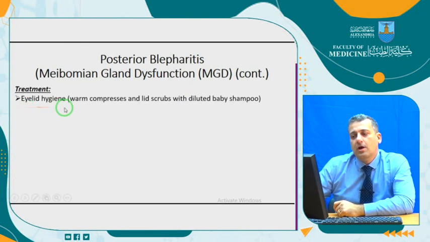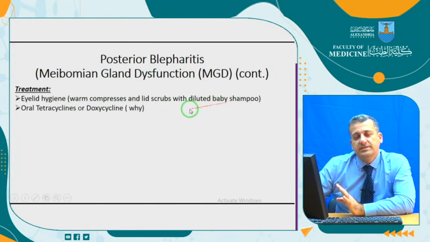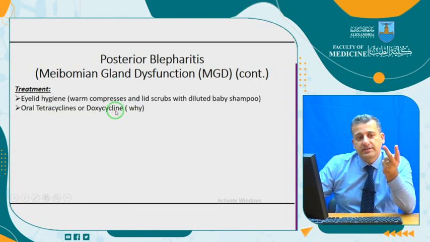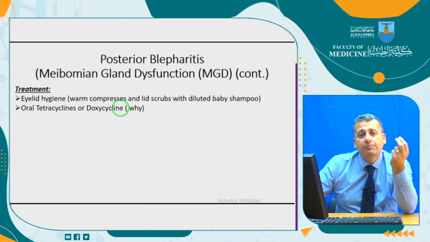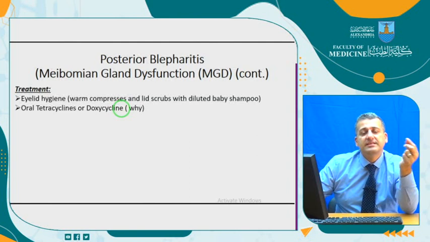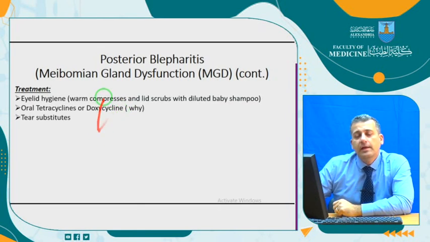Again, eyelid hygiene, warm compresses, lid scrubs with diluted baby shampoo. We know this and we've learned it. Oral tetracycline or doxycycline. Why? As I said before, tetracycline or doxycycline have two functions. It's an antibiotic and it helps improve the quality of the meibomian secretion itself. This is an additional finding that we found, that tetracycline and doxycycline help to improve the quality of the meibomian secretion. So they revert it from being toothpaste-like, inspissated secretion to the normal condition, which is oily-like secretion.